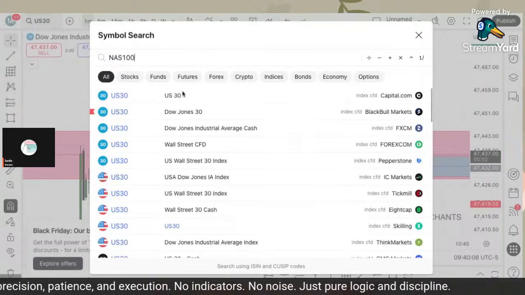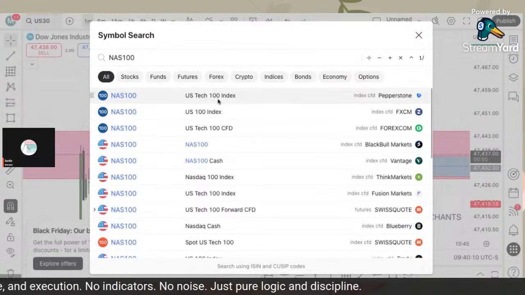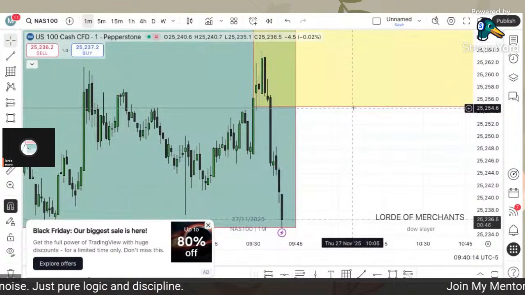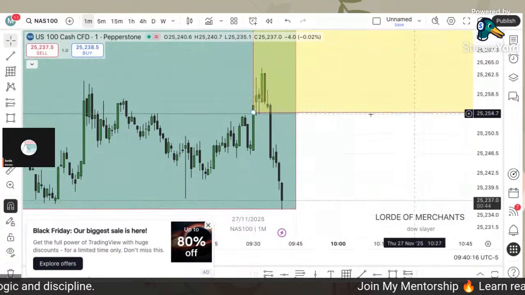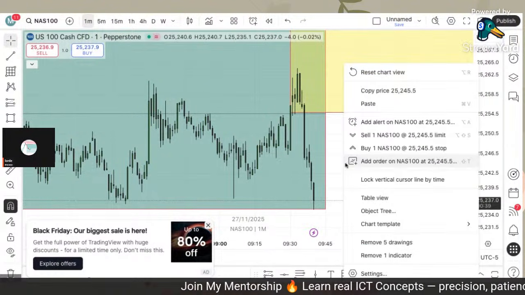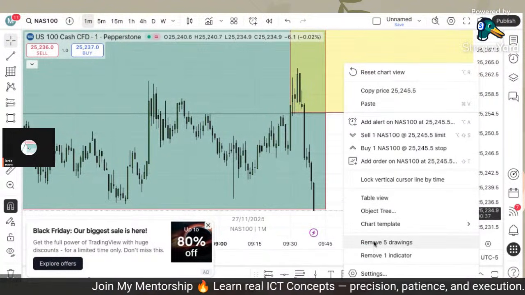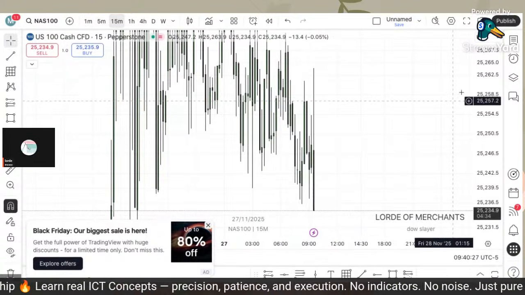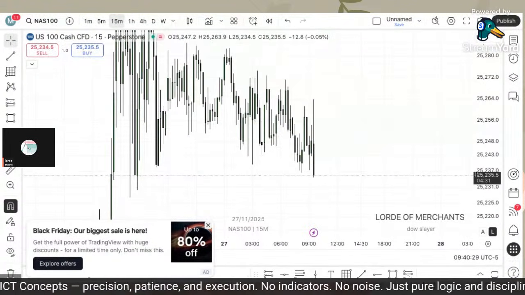So Nas 100, let's see what price is doing. Nasdaq is going lower. Let me see something. In 15 minutes, what do we have? Oh God.